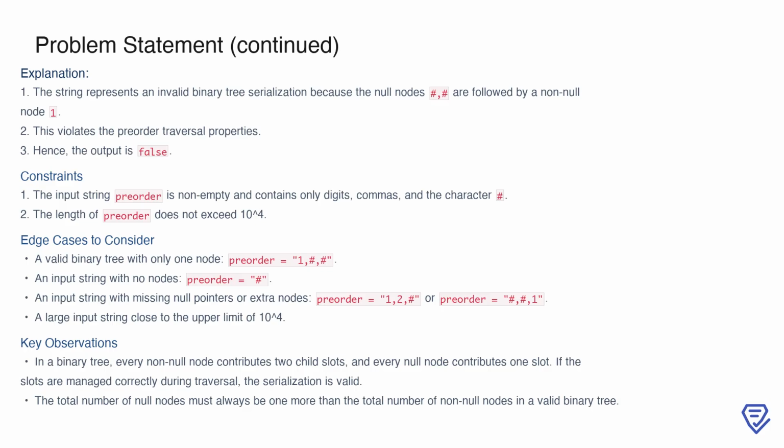Another example to consider is preorder equals 9,#,#,1. For this input, the output is also false. This is because the null pointers hashtag that follow the root node 9 indicate that it does not have any children. However, the presence of a subsequent non-null node 1 violates the preorder traversal structure. In a valid binary tree, once null nodes are encountered, no further nodes should appear. This discrepancy makes the serialization invalid, so the output is false.